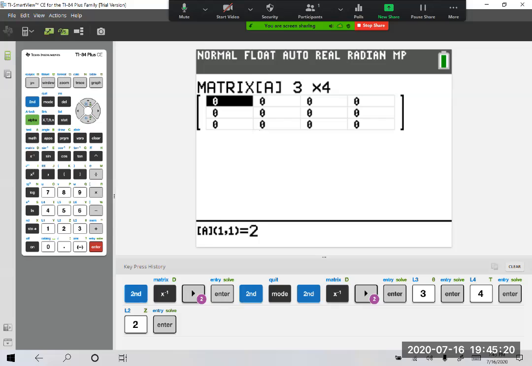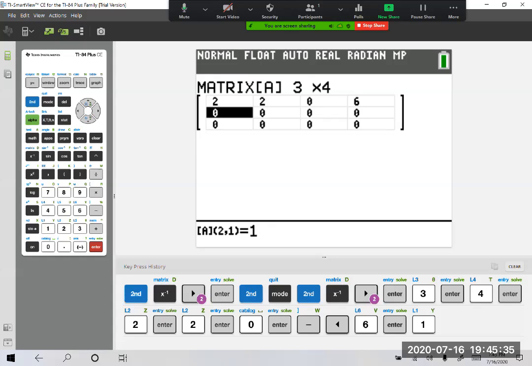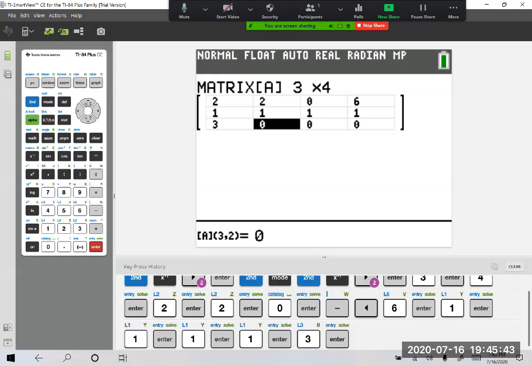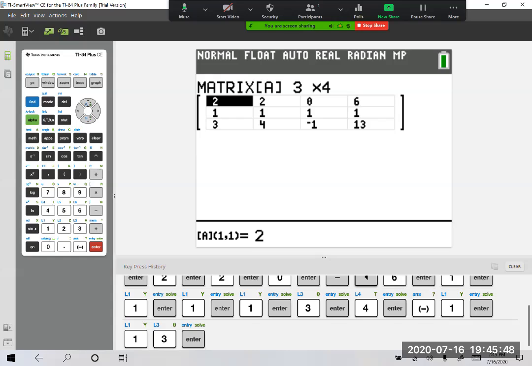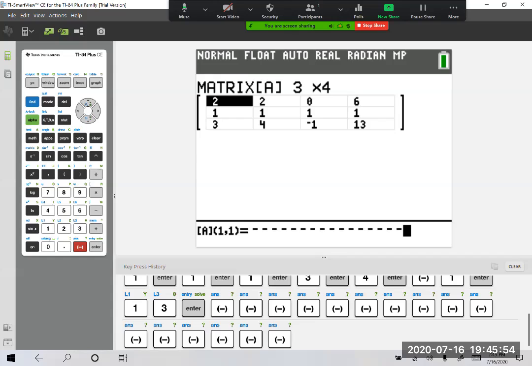So now you just enter in the values that we used. So we had 2, 2, 0, 6. And then we have ones all across the board right there. And then 3, 4, -1, and 13. By the way, you guys, make sure that you use this negative right here. This negative is very important, okay? Do not use the minus sign right here. They're two different things, so please do not do that.